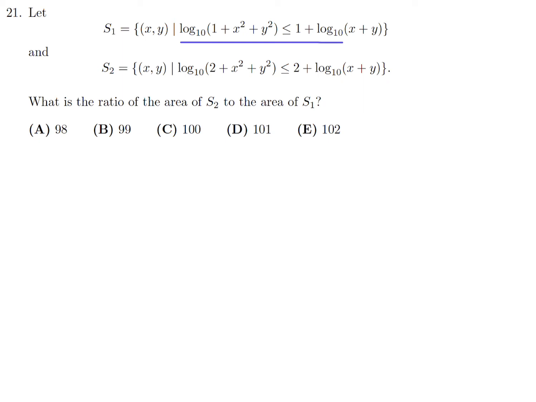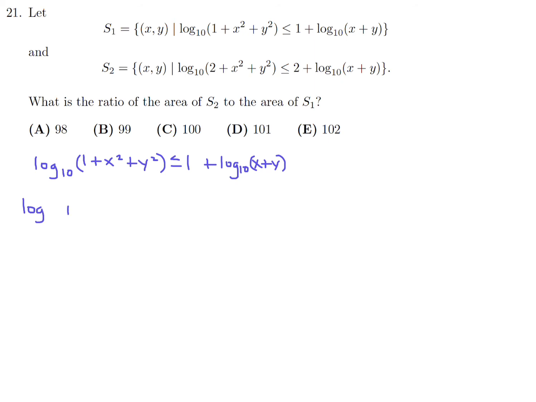First, let's just concentrate on S1. We have for S1 the log base 10 of 1 plus x squared plus y squared is less than or equal to 1 plus the log base 10 of x plus y. If we put everything on one side in terms of just the logs, we get the log base 10 of 1 plus x squared plus y squared minus the log base 10 of x plus y is less than or equal to 1.